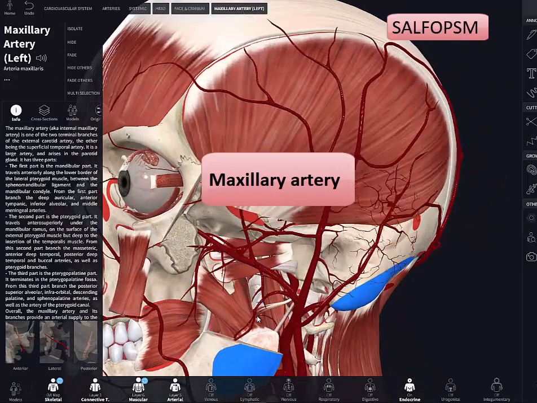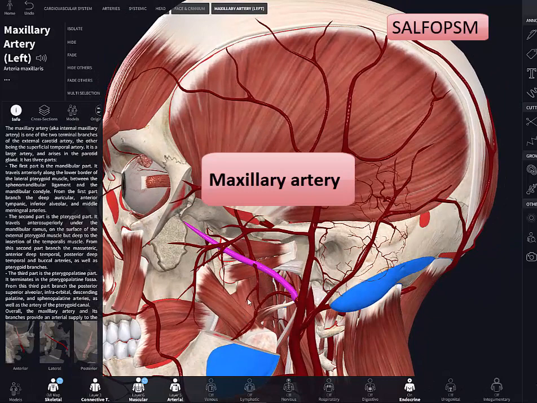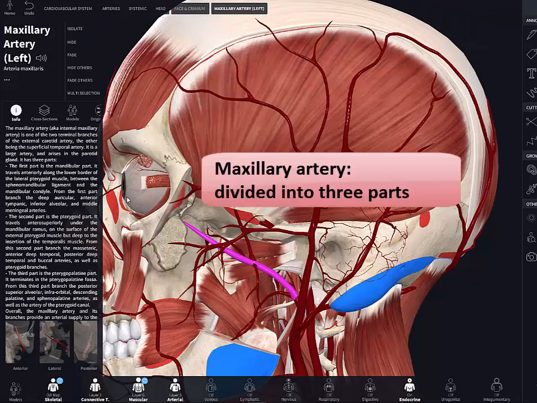So for the maxillary artery, we're going to have to start our own segment, right? SALFOPSM is now covered. The maxillary artery can be subdivided into 3 parts, okay?